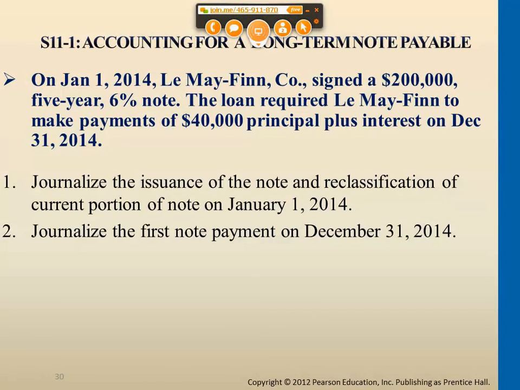On January 1st, 2014, this company signed a $200,000 5-year note that has a 6% interest to it. With this loan, the company decides to make payments to the company they borrowed money from: $40,000 principal amount plus interest, on a yearly basis. Try to journalize the issuance transaction and then the reclassification transaction in the first sub-question here. Second, if we want to do the first year's payment, part of the installment payment, how would you journalize this?